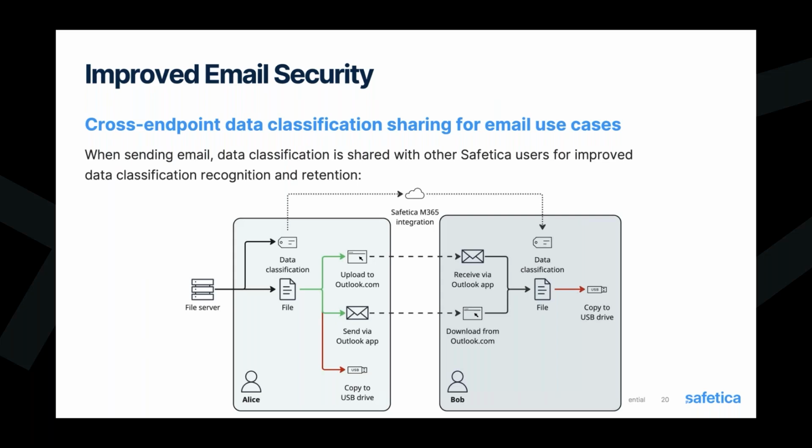And even on Bob's machine, when the file is downloaded either from the Outlook app or from outlook.com through any browser, Safetica actually recognizes the file because our M365 integration retained and shared this information, and the data classification is inherited between the two machines. And then when Bob tries to take the file away and copy it to a USB drive, the same policy is applied here. Again, this is just about increasing security that we can enforce.